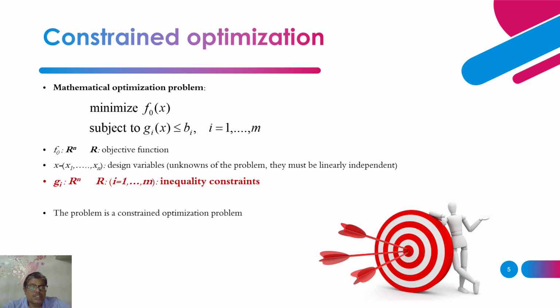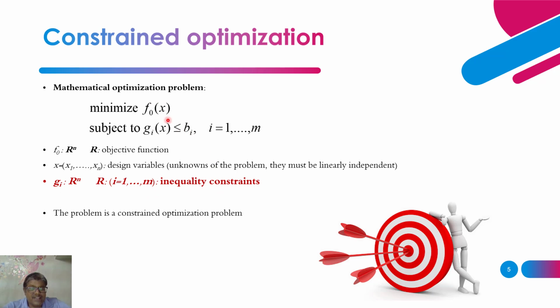With this introduction, let us see what constraint optimization is first of all. We know the mathematical formulation of the optimization problem: minimization of f(x) subject to g_i(x) less than or equal to b_i, where i varies from 1 to m. In this case, f maps from R^n, where n is the dimension, and x is the design variable, which are the unknowns of the problem. They must be linearly independent. And g is the inequality constraint.